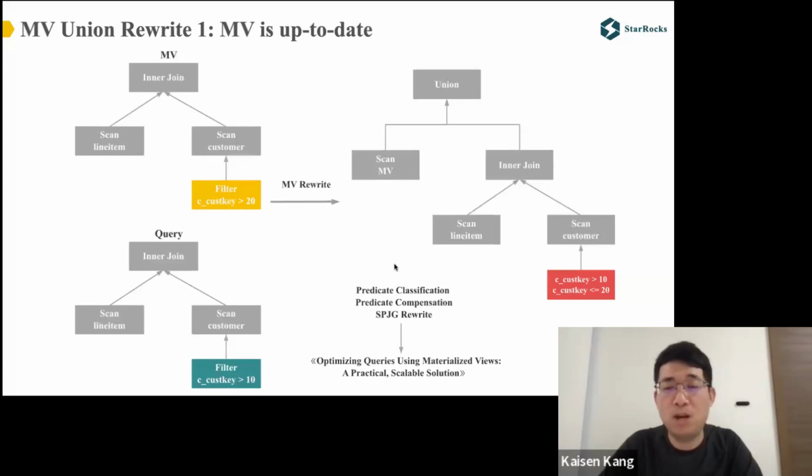Let's first consider the case where all partitions of the MV are refreshed. As illustrated in the diagram, the query and the materialized view both involve simple inner joins, but with different predicate ranges. Since the MV result set is a subset of the query result set, we must generate the compensation predicate to append to the original query, and subsequently perform a union operation. In this example, the compensation predicates are the cascade greater than 10 and the cascade less than 20. The predicate classification and compensation logic implemented in StarRocks align with the approach described in the Microsoft research paper, Optimizing Queries Using Materialized Views: A Practical, Scalable Solution.